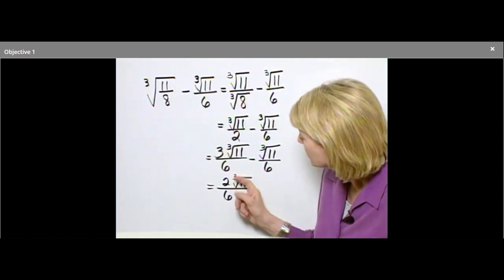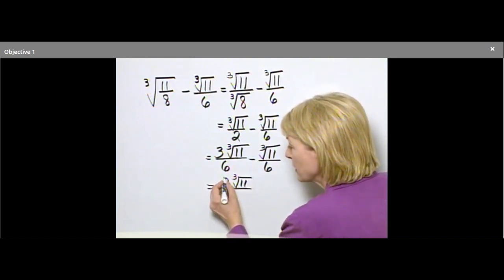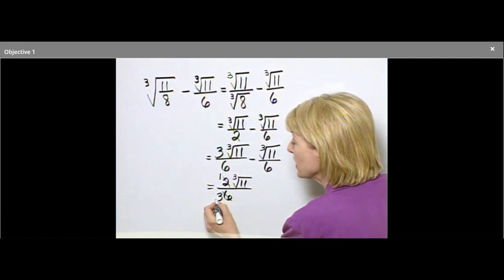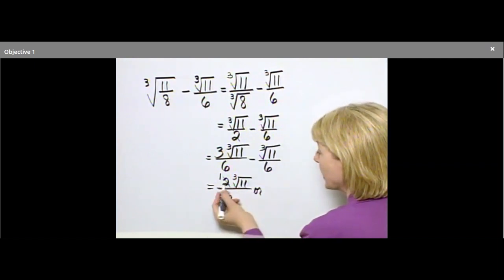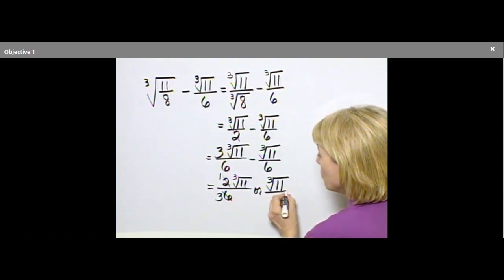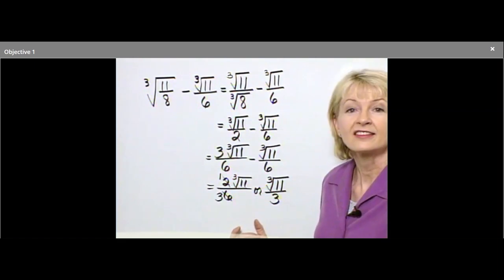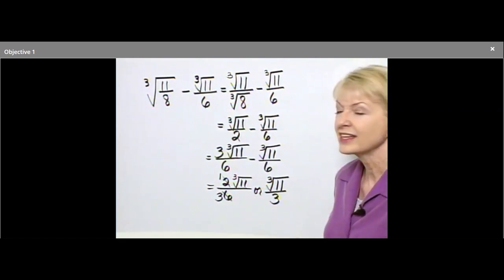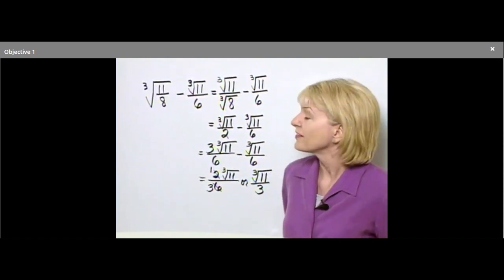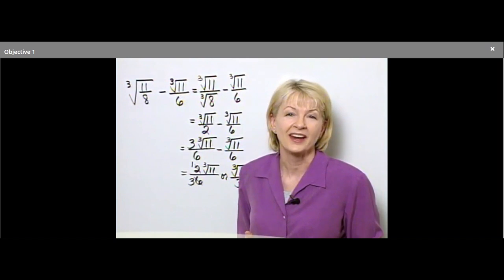The answer is yes. 2 and 6 have a common factor of 2. 2 divided by 2 is 1. 6 divided by 2 is 3. So I can write this as cube root of 11 over 3. And I'm simplified. I can simplify no further. 11 contains no perfect cube factors. So this is a little bit of adding and subtracting radicals or radical expressions.